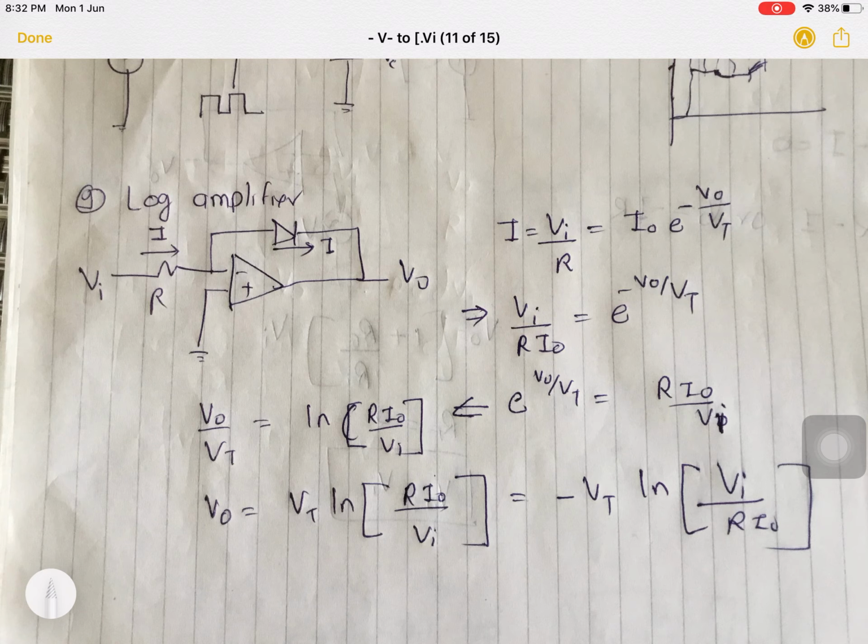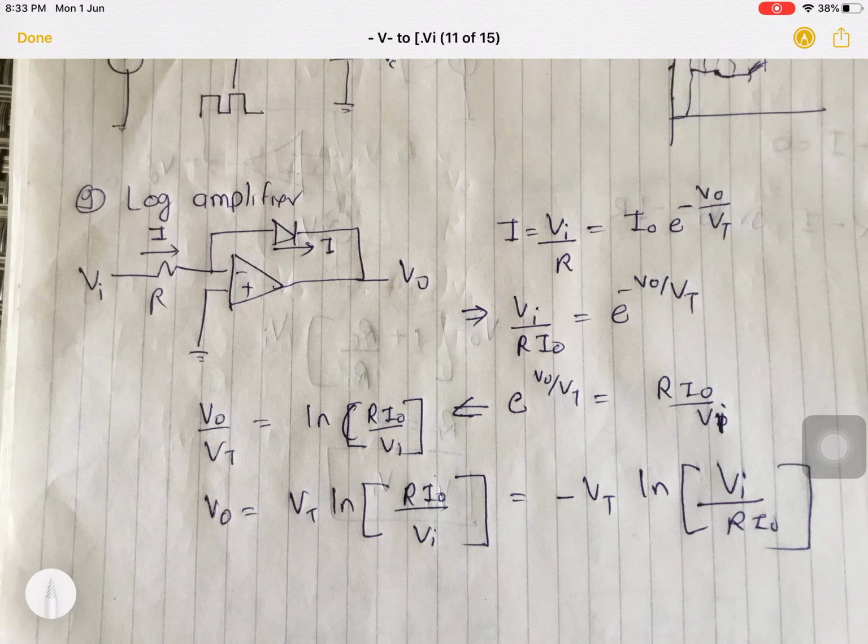The log amplifier is very easy. We are just using a diode. This is a current, assuming this is I, what is I? This is ground, so as per the virtual ground, this will also be ground. I equals Vi by R equals I naught e to the power minus V naught by Vt, because it will be 0 minus V naught, so it is minus V naught by Vt.